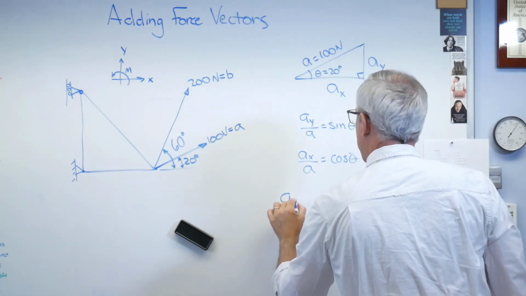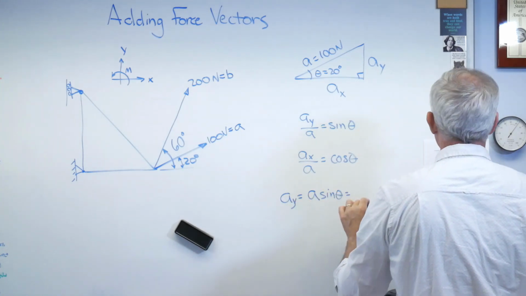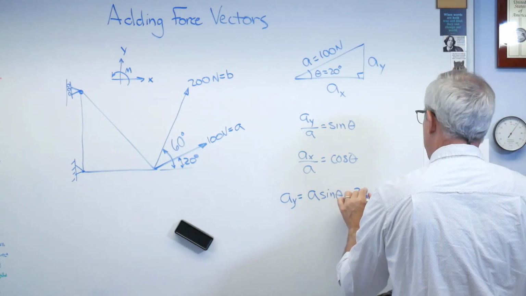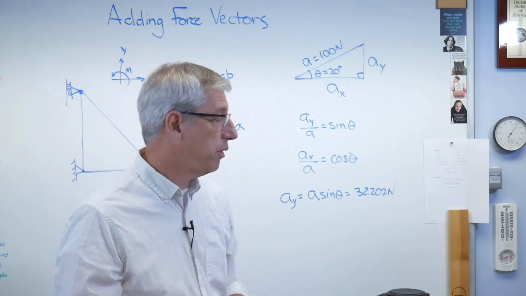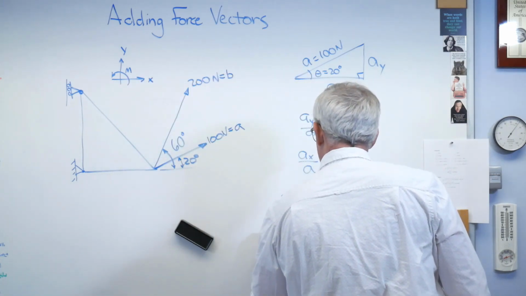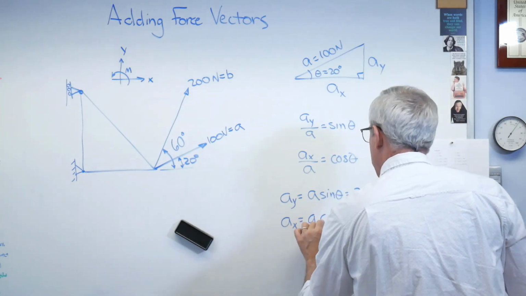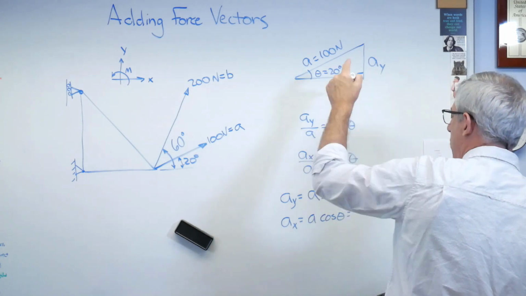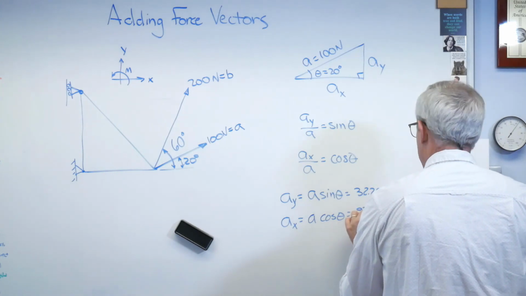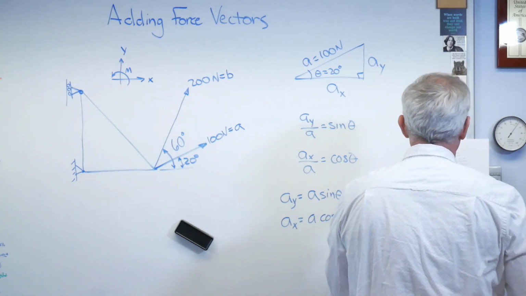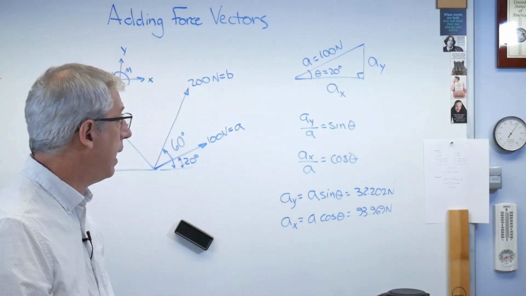That means AY is A sine theta, and if you work that out, you get that to be 32.202 newtons. Pretty good so far, yes? So AX is now going to be A cosine theta by using the same logic on our force triangle, and that works out to 93.969 newtons. Got my little cheat sheet over here so I get the numbers correct. So there's AY and AX.